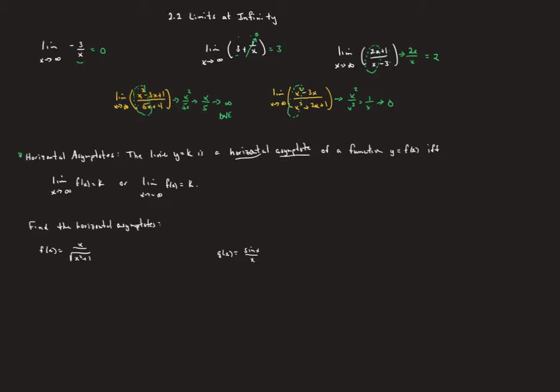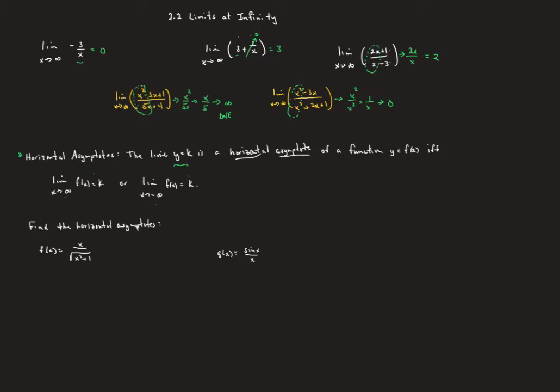So we have our definition of what it means to be a horizontal asymptote. If the limit as x goes to either positive infinity or negative infinity is a finite number, then y equals that number is going to be a horizontal asymptote. So we'll look at some interesting ones here, perhaps.